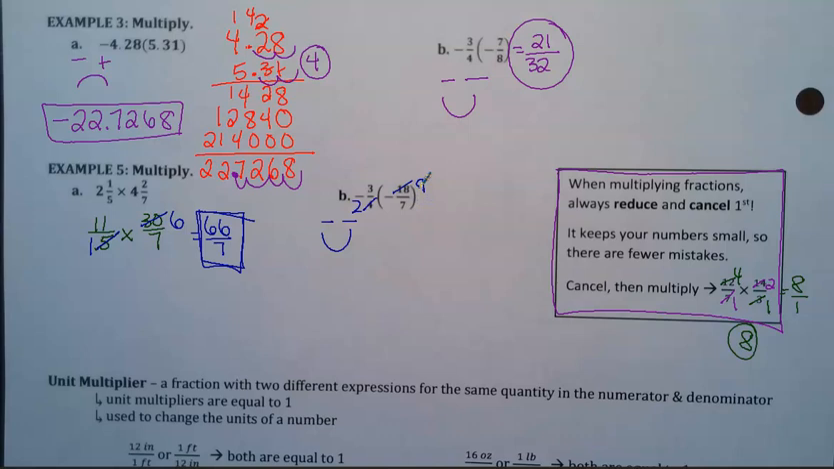Well, do we have anything else in common? Nope. So we're just going to do it. Now we know our answer is positive because it's a negative times a negative. So 3 times 9 is 27, and 2 times 7 is 14. All right, so 27/14 is your answer there, and it is already reduced as far as it will go.